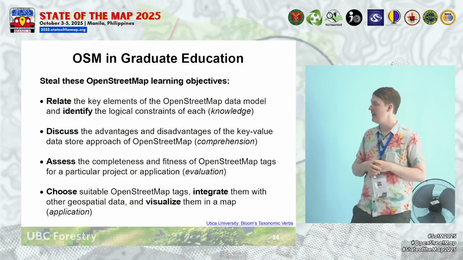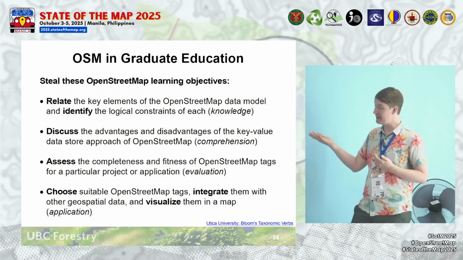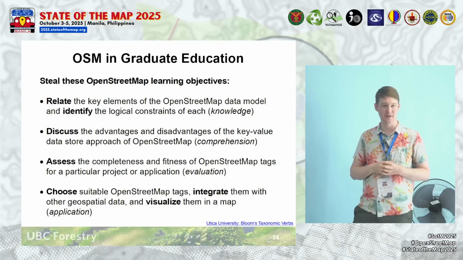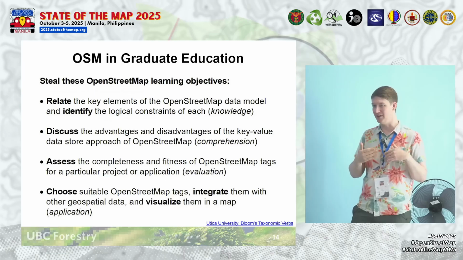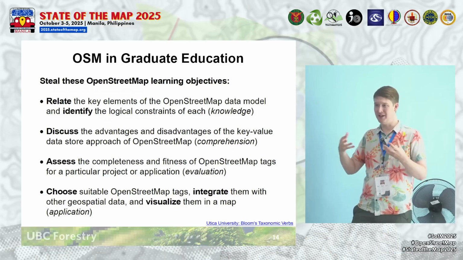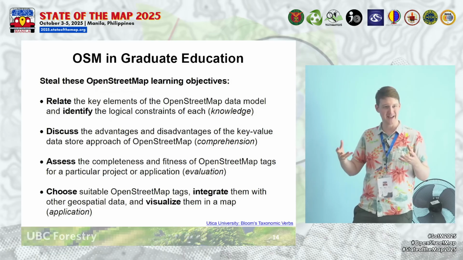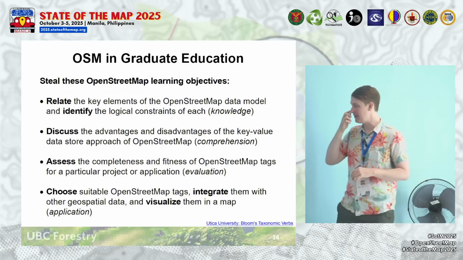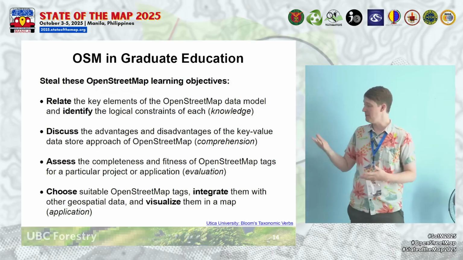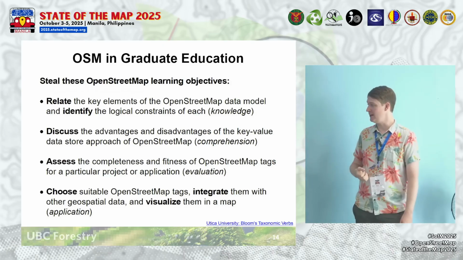which some students might not be familiar with, unless they have a background in computer science. Assess the completeness and fitness of OpenStreetMap tags. That's like what I was talking about at the beginning, where you might have a tag for wood, but is that good enough? Do you need more detail than that? Or is coverage of wood good enough for your particular project or application? That's something students need practice learning about as well.